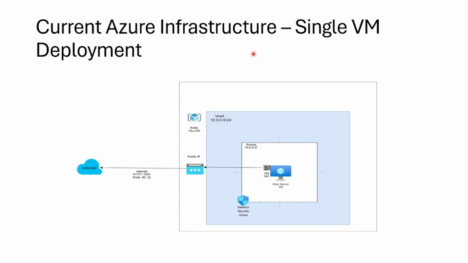So this is our current infrastructure. We have a single virtual machine with a public IP attached to it. And currently, if a user wanted to connect to the website, they would navigate to the public IP of this single virtual machine. If they wanted to do administrative tasks, such as accessing the terminal, they would use SSH to the public IP of this machine.